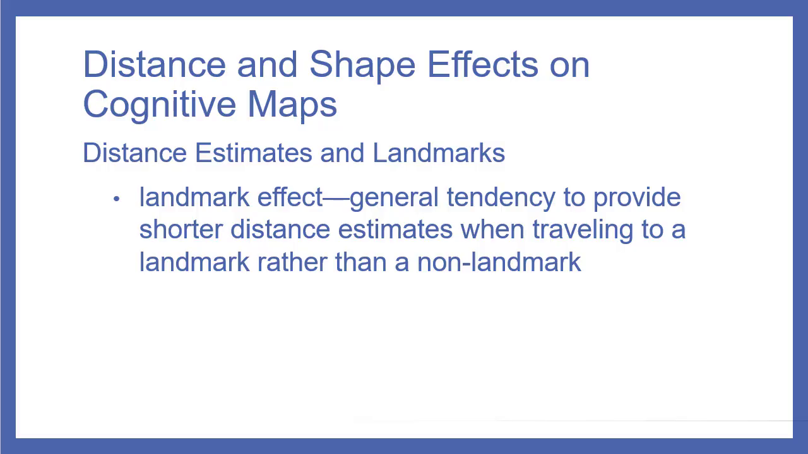Imagine you're going to a historic monument. Because you're going to a place that's more of a landmark than just a gas station or whatever, you're likely to indicate that it is shorter than what it actually is. So if it were 10 miles away, you might estimate it's only 8 miles away or whatever.